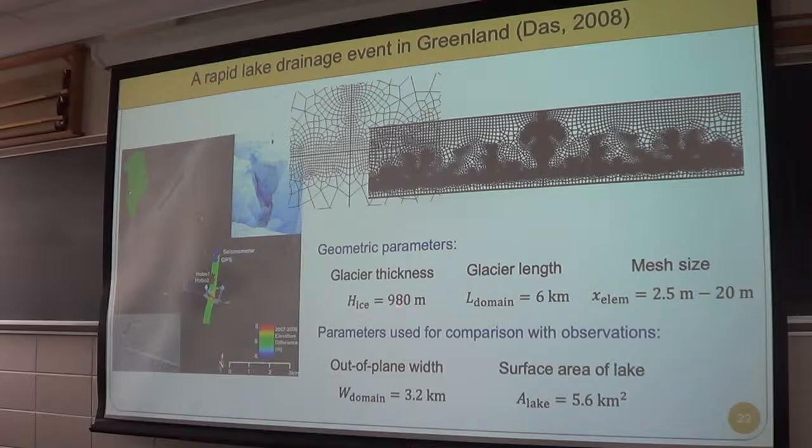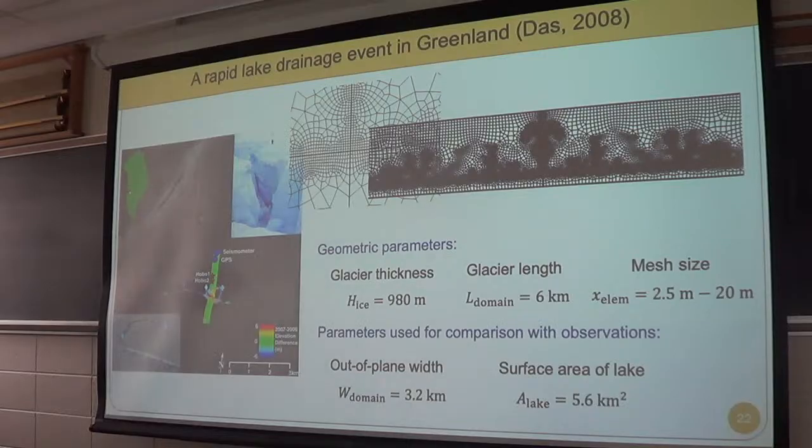The ice thickness is motivated from the site where we had GPS measurements through this paper by Das et al. From 2008. It was a highly cited Science paper that showed very rapid drainage of a supraglacial lake. And we made some assumptions based on the lake area that was provided, which was 5.6 square kilometers. So we took some width and length of the domain, and we correspondingly took mesh size and all.